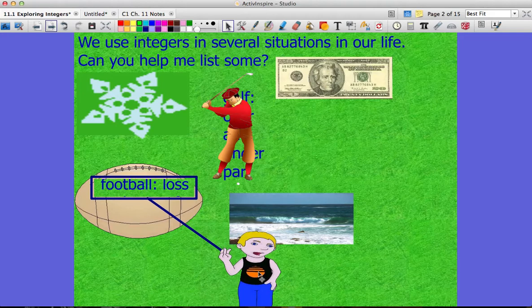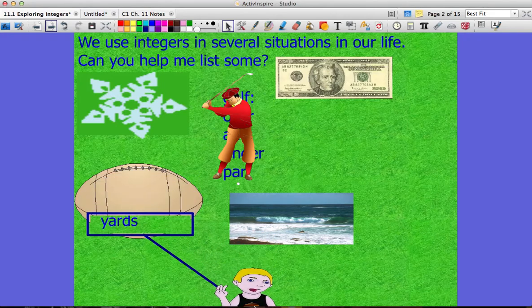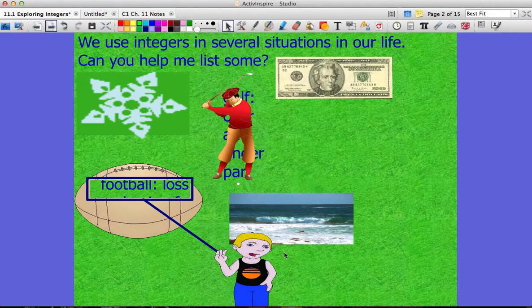In football, you can talk about the loss and gain of yards. The quarterback can throw for a completion of 15 yards. He can also fumble for a loss of 5 yards. A running back can run for a gain of 10 yards. He can also be pushed back for a loss of 3 yards.